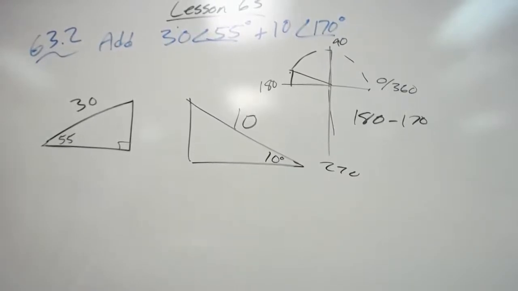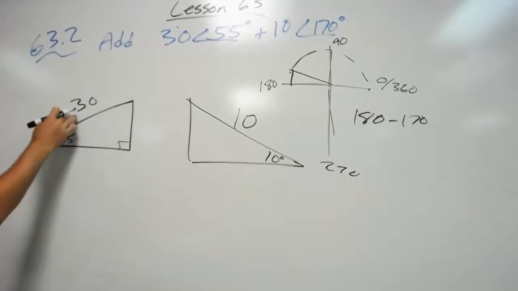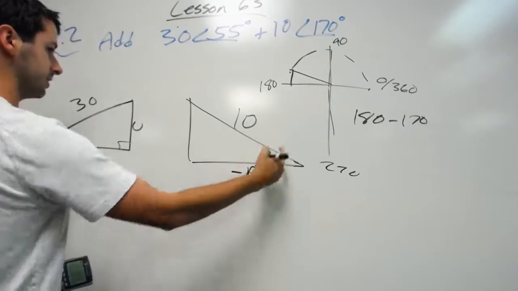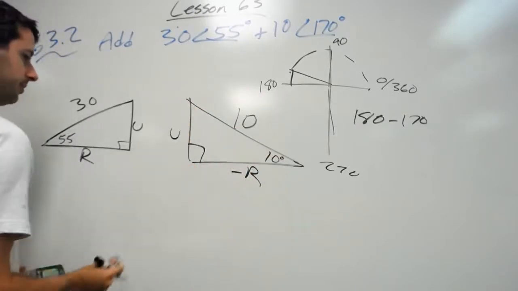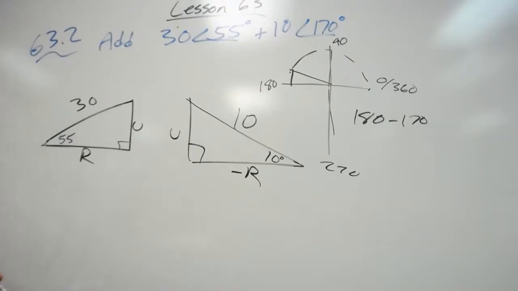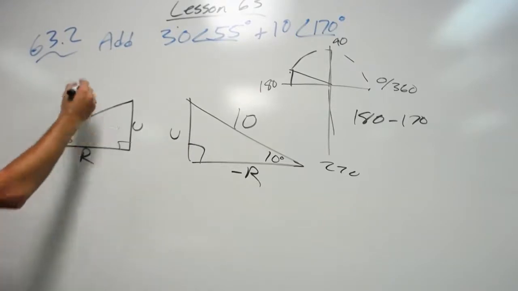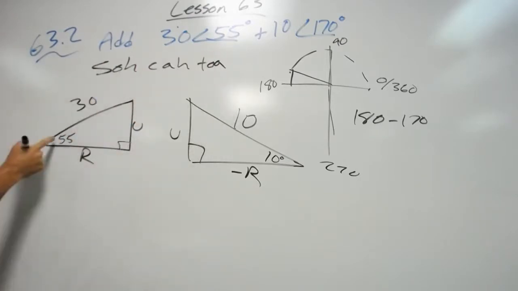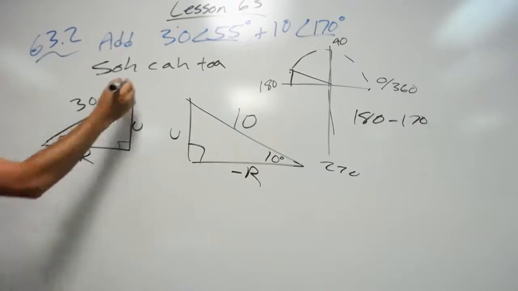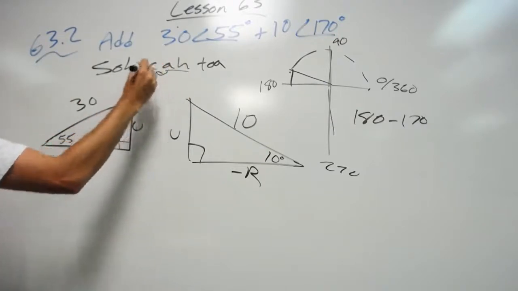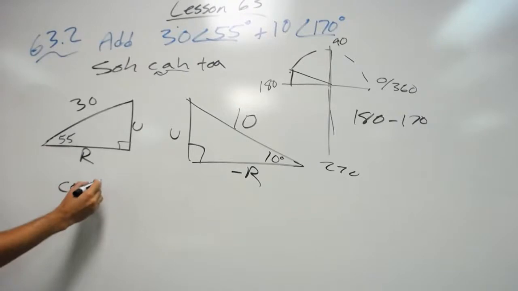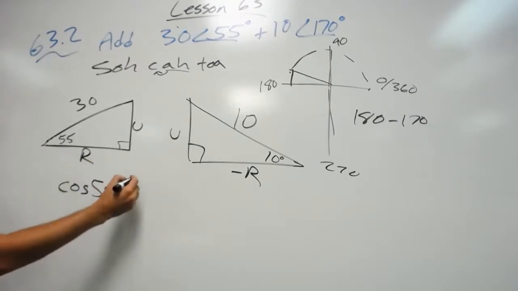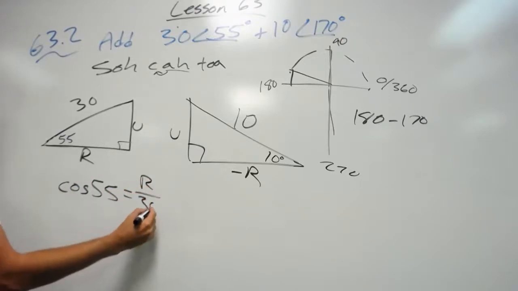Now we solve. We've got to find r and u. We know they're both positive here. This one is a negative r since it goes to the left, but it is still a positive u. So let's solve for r using SOH CAH TOA. Which of these three uses adjacent and hypotenuse? Well, that would be cosine. So cosine of 55, our starting point, equals adjacent r over hypotenuse 30.